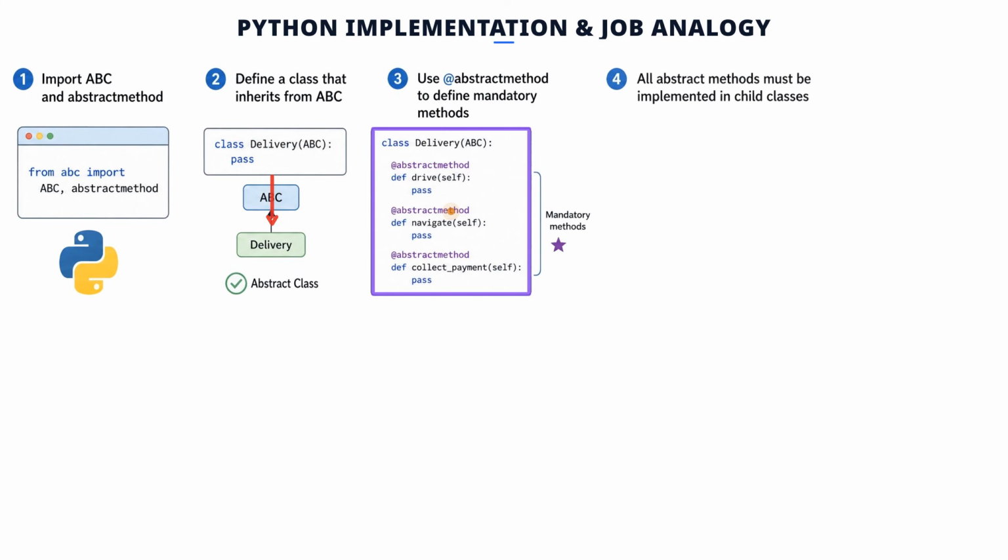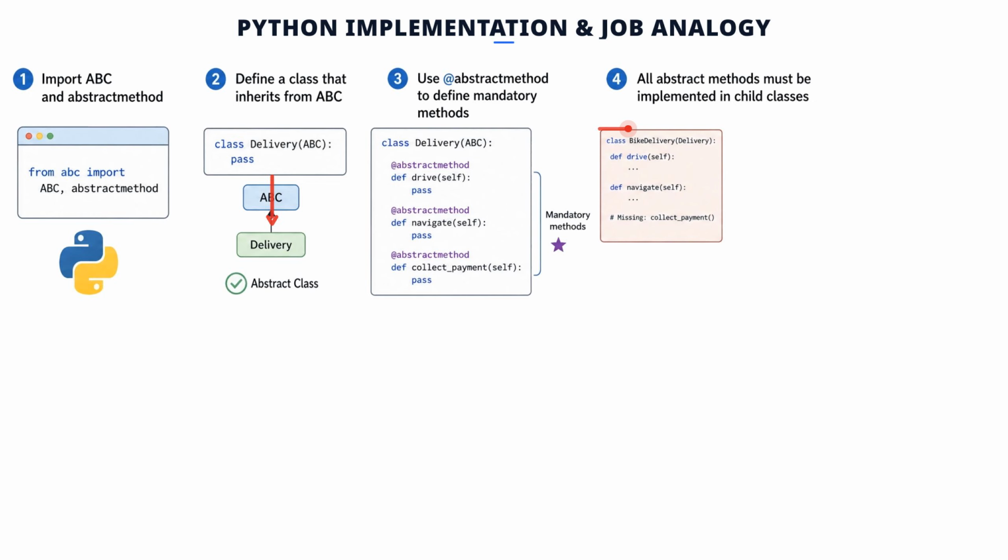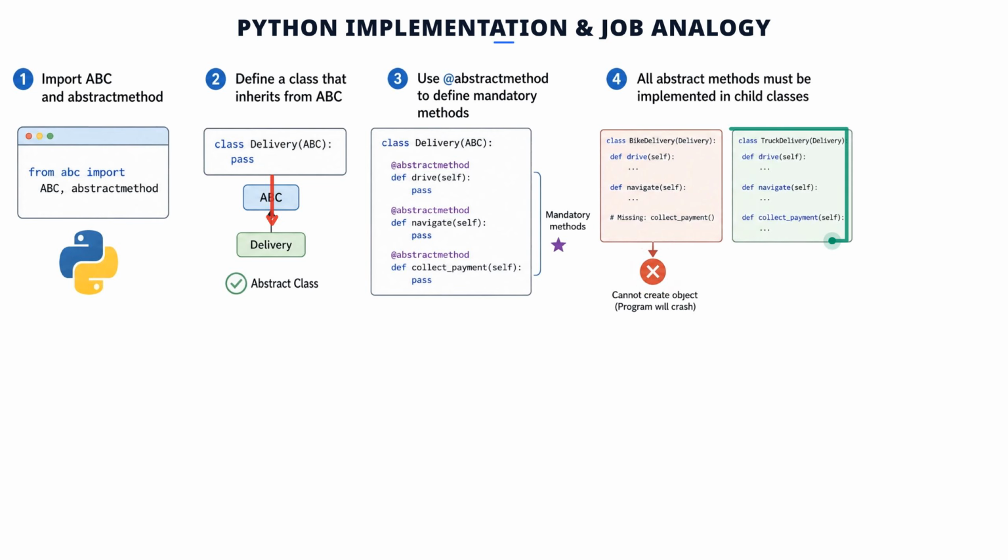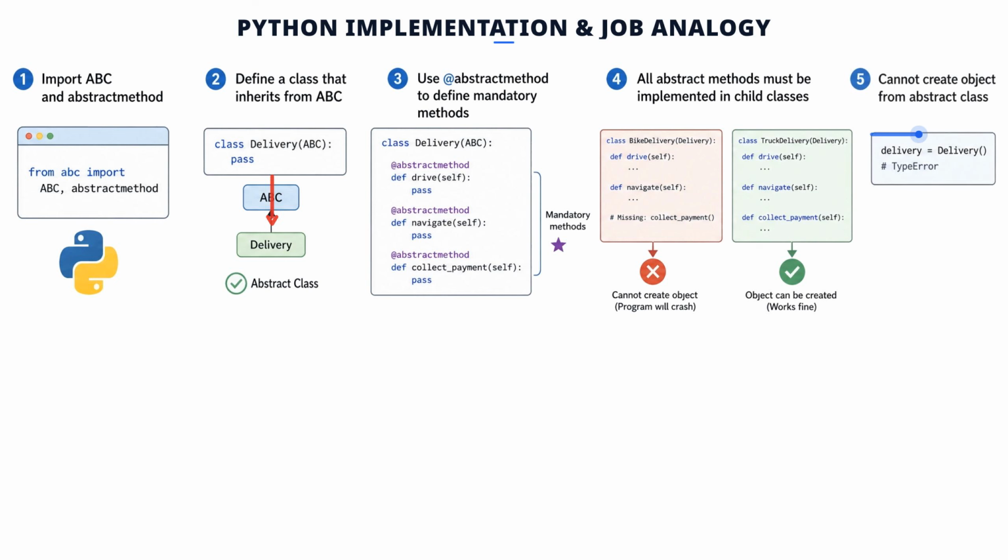Fourth, we have to ensure all those abstract methods are actually defined in our child classes. If even one is missing, like collect payment is missing here in the bike delivery class, the program will crash with an error when we try to create an object. However, if all mandatory methods are included, like in our truck delivery class, the object can be created without any issues. Finally, remember that you cannot create an object directly from the abstract class itself. If you try, you will get a type error.